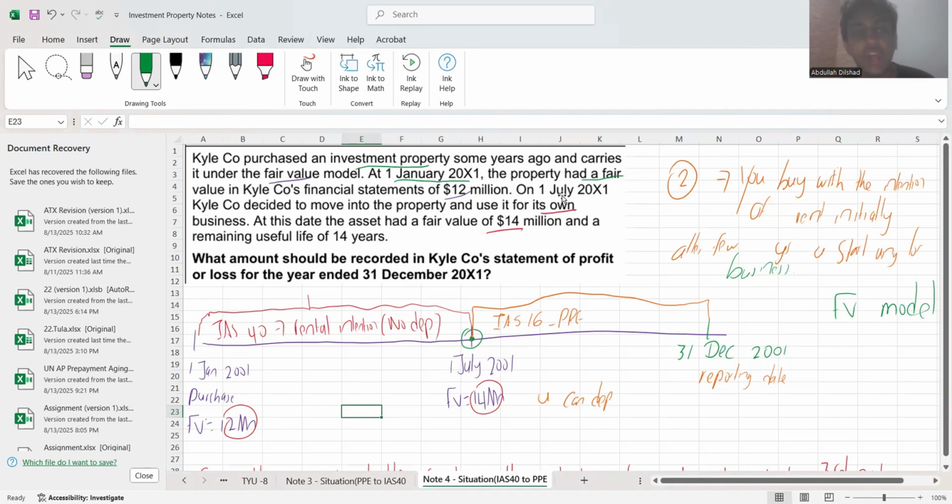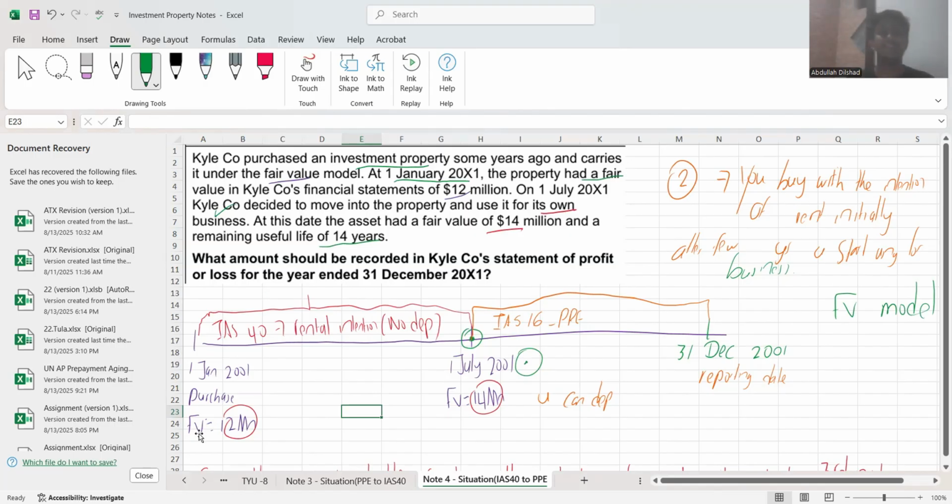Fine. On 1st July 2001, which is after 6 months, there's a decision now. The decision is being changed. The intention is being changed, right? He's planning on moving into the property and using it for his business. So from this date onwards, IAS 16 gets triggered and IAS 40 gets cancelled, right? At this date, the asset had a fair value of 14 million and a remaining useful life of 14 years.